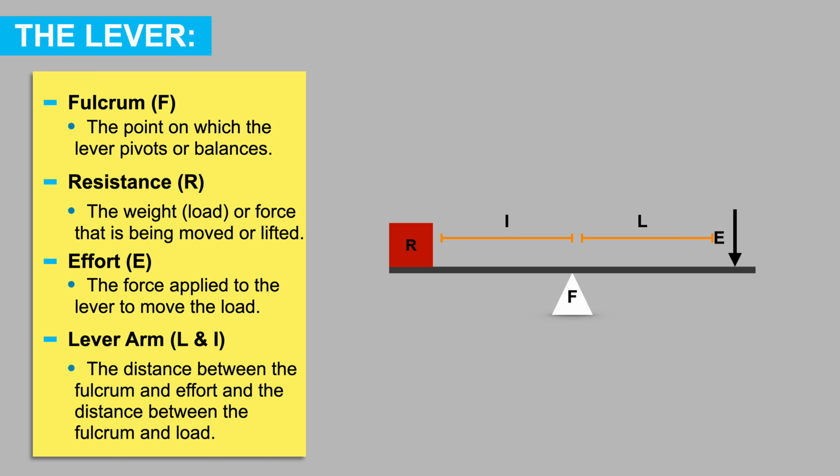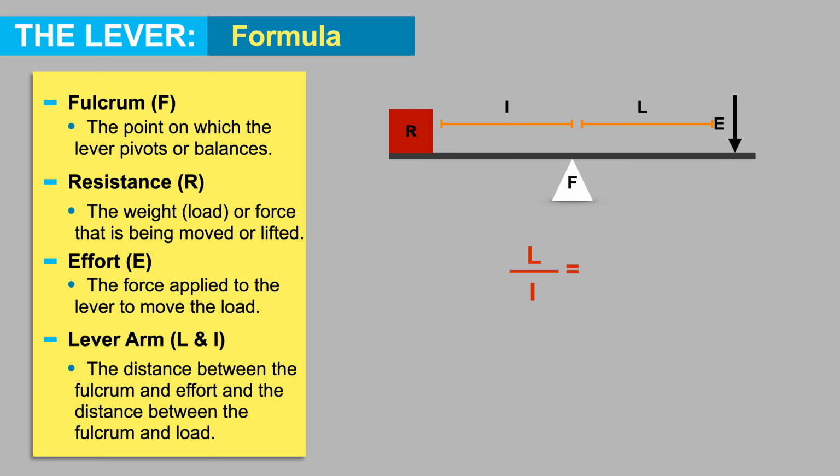Since levers operate on the principle of mechanical advantage, all levers are calculated by the formula L over I equals R over E. You may also see this formula written as E times L equals R times I. They both are the exact same formula, just rearranged. Again, L is the length of the effort arm, I is the length of the resistance arm, R is the resistance or load or weight, and E is the effort or the input force.